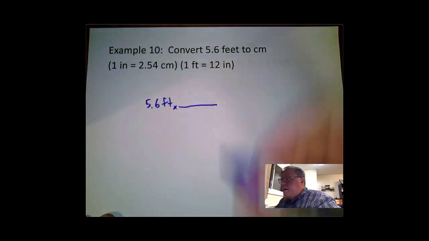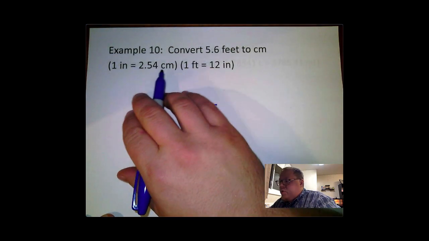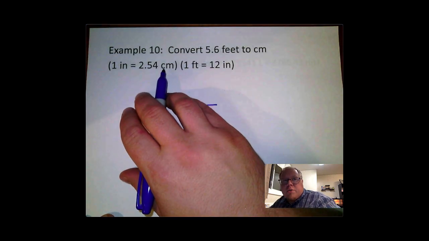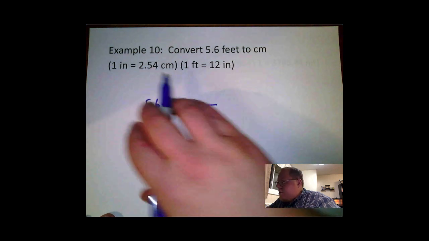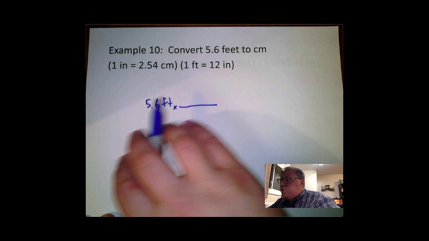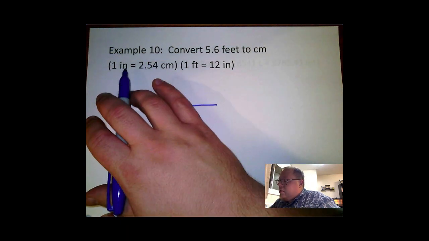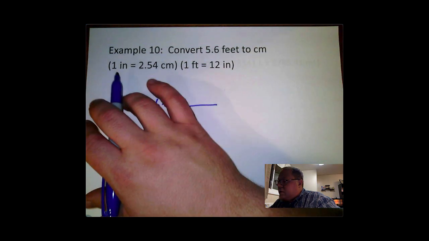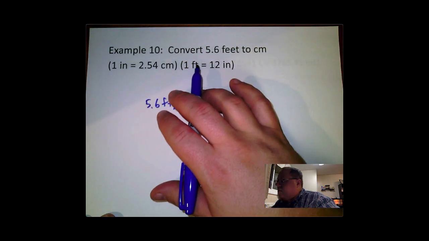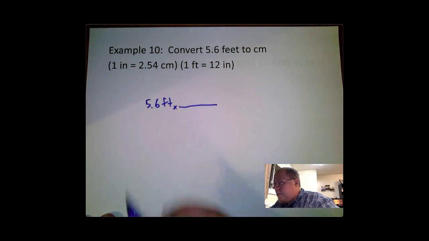So first I'm going to times it by a factor. Now I know that 1 inch is equal to 2.54 centimeters. That was one of the earlier examples I used. And I know that 1 foot is equal to 12 inches. Okay? So what I have to do in order to get into centimeters, since it's inches here, I'm actually going to have to convert feet into inches and then inches into centimeters. So this is going to be a 2-step, kind of like I did earlier.